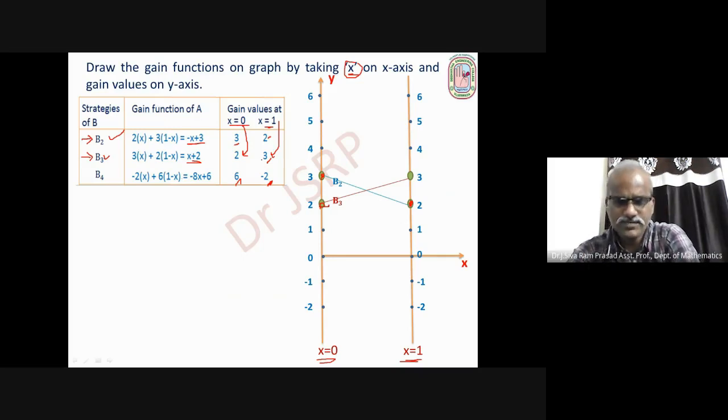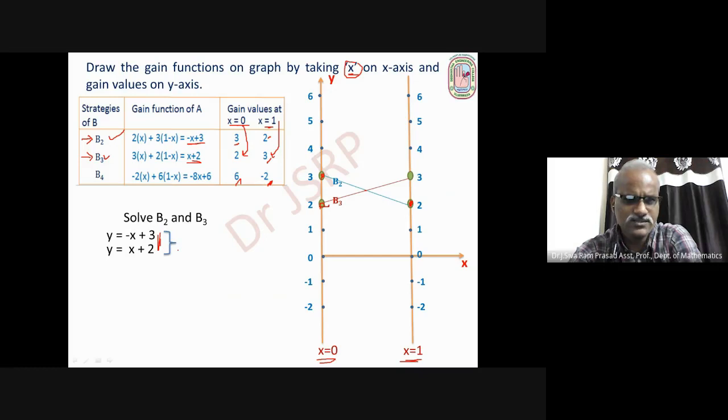Okay. Right. So solve these 2 lines, B2 and B3. Let the B2 equation be y equal to minus x plus 3 and the B3 equation be y equal to x plus 2. Okay, so solve these two equations to get this intersection point. Just add: 2y equal 5, y equal 5 by 2. Substitute here, y equal 5 by 2, minus 2, x equal 1 by 2. So this is the intersection point.